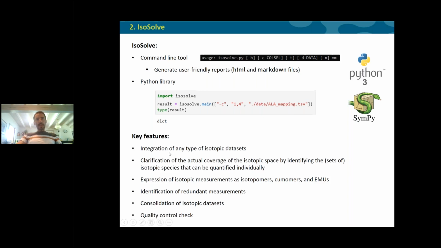With this tool, as I will present, we can integrate any type of isotopic data coming from any analytical source. We can clarify the actual coverage of the isotopic space. We can express the isotopic measurements as isotopomers, chemomers, and EMUs. I will not go into the detail, but basically this allows transformation of representation between what we can measure in MS, for instance, and what we can measure in NMR. We can also identify redundant measurements, consolidate isotopic data sets, and finally perform some quality control.